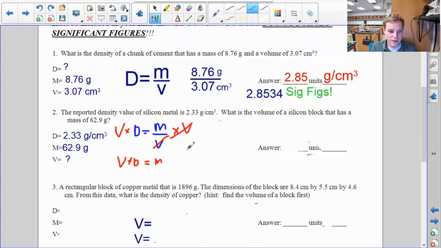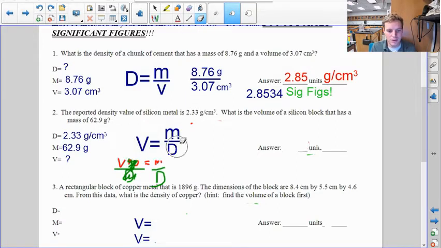But we need to get volume by itself. So if we divide both sides by density, density cancels out over here on the left. And so we'll find that volume is equal to mass over density. So you see, I rearranged the equation before I actually plugged in any numbers and did any math. Okay, so volume equals mass over density.